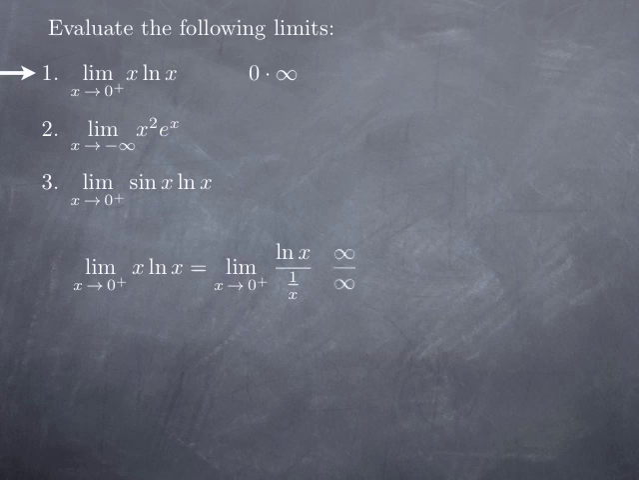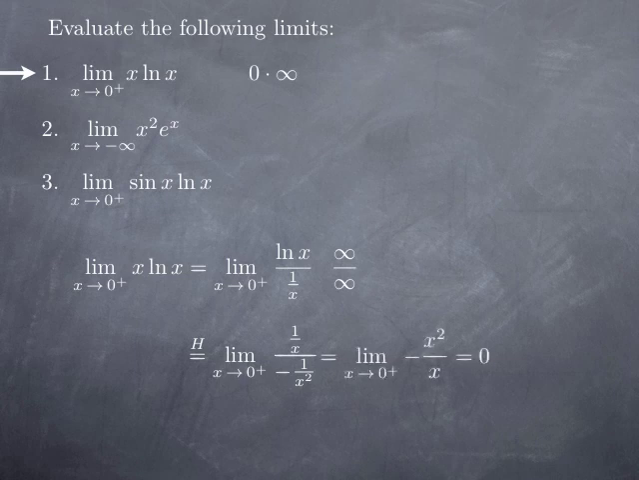Now what we have is an indeterminate form of the type infinity over infinity, and we can apply the rule of de L'Hopital to the effect that the limit is the same as the limit of the quotient of the derivatives. Derivative of ln of x is 1 over x, derivative of 1 over x is negative 1 over x squared. We can rewrite this quotient as negative x squared over x, which is really just negative x. And the limit of negative x at 0 is 0, therefore our limit is 0.